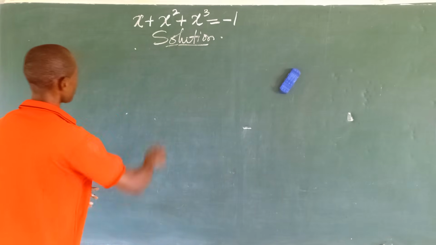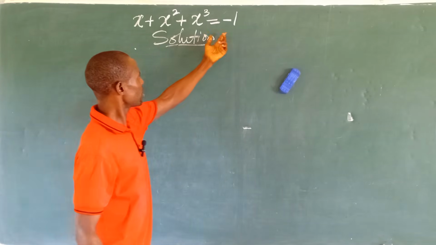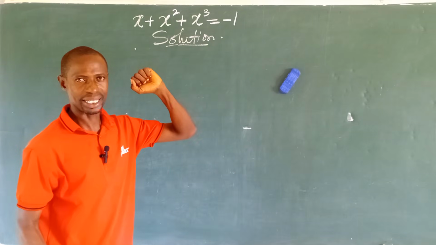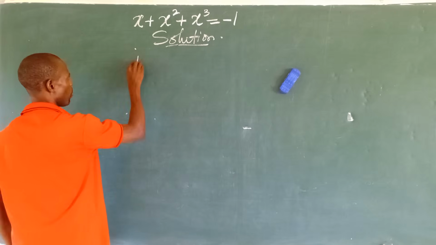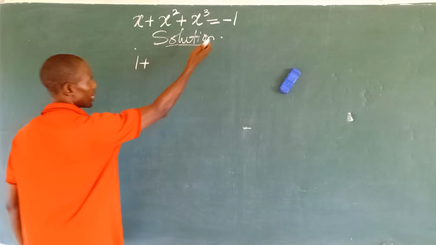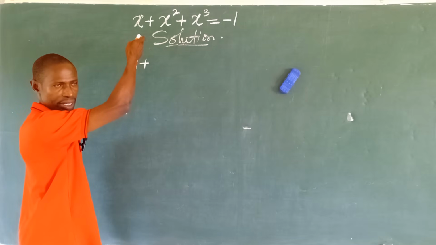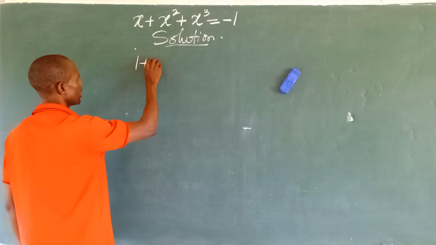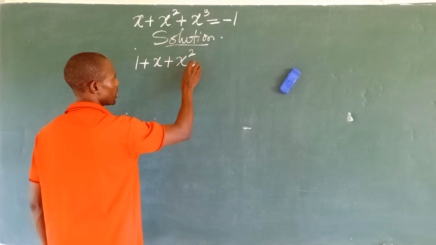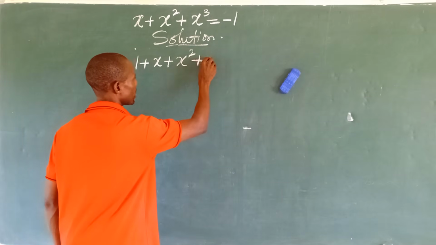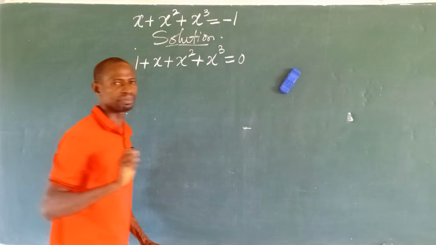All right, so this is the question, right? The first thing we're going to do here is to move this quantity on the right-hand side to the left-hand side. And so we're going to have 1 plus, because it is negative here, so when it crosses to this side, it's going to be positive. So you're going to have 1 plus our existing x plus the next quantity, which is x to the power of 2 plus our x to the power of 3 equal to 0.